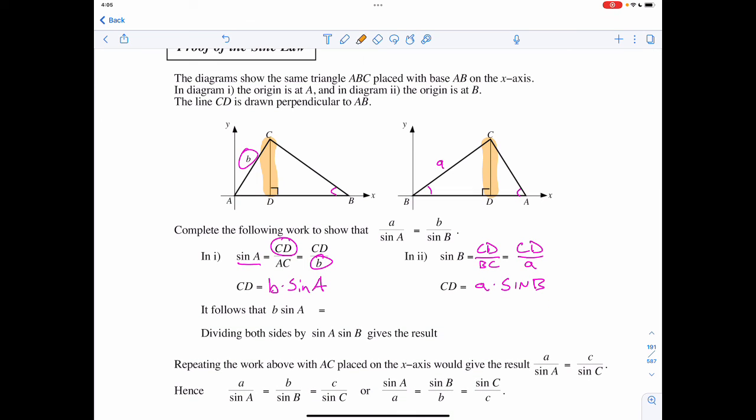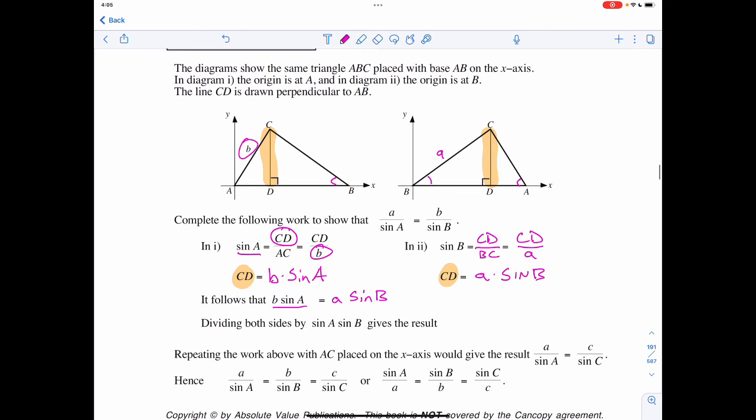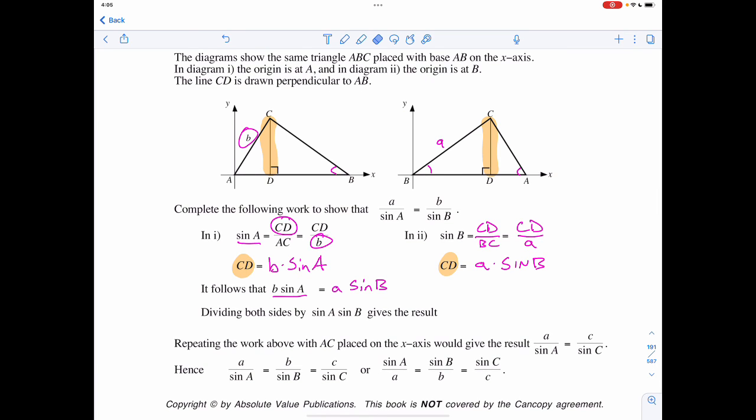Now, because they're both CD in the exact same triangle, then B sine A has to be the same as A sine B. And depending on if I divide both sides by A and B, then I'm going to get this ratio. If I divide both sides by sine A and sine B to leave the variables on the top, I get this ratio.